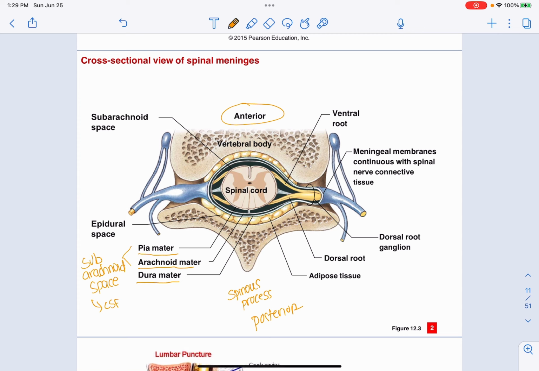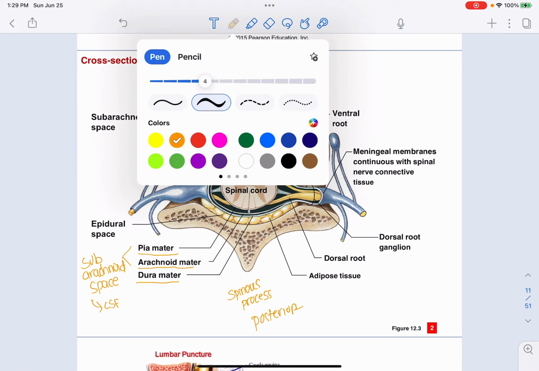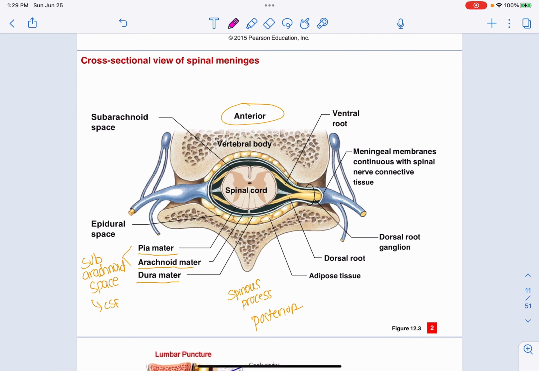So there is also a space between the periosteum of the bone. So here, let me get something that will show up. Here is that periosteum of the bone right here, right? That's the periosteum of the bone. And then there is a space between the periosteum of the bone and the dura mater. So the dura mater is right here. I'm trying to draw this as exact as I can.